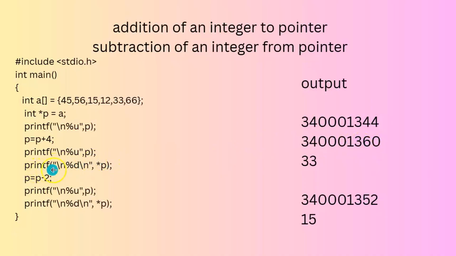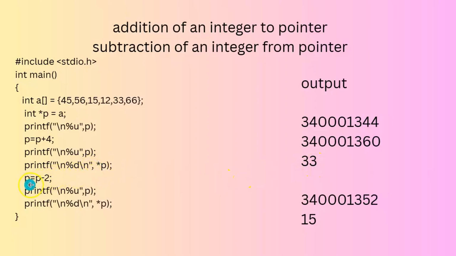Now in the next print statement, by using the indirection operator, I am printing the content stored in the address specified by p. So what is the p value now? This is the value. That means the first address is 44, next 48, then 52, then 56, then 60. That means this 33 will be printed for this printf statement.